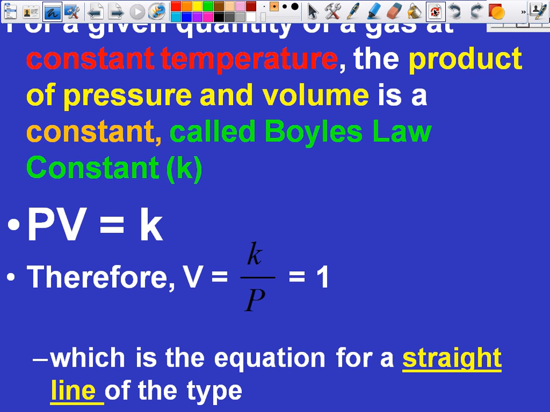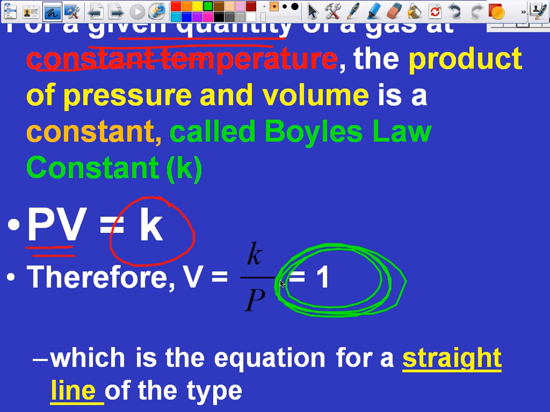Notice what it just said. So for a given quantity, which means I know for a specific amount, if it's at a constant temperature, the pressure times volume should be a constant. So P times V should equal K. Well, let's look at this. If you rearrange for V, we have K divided by P. We are almost equating that to be 1. All right. Well, what is the slope of a line if it's a constant? Well, anywhere you take the slope of a line, it should be the exact same no matter where you take it. So which is the equation for a straight line?